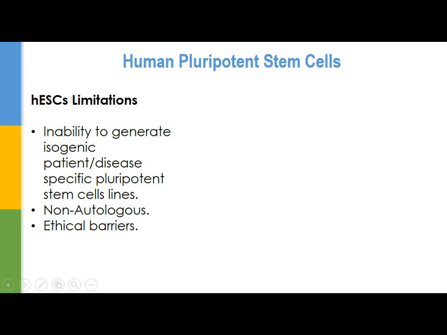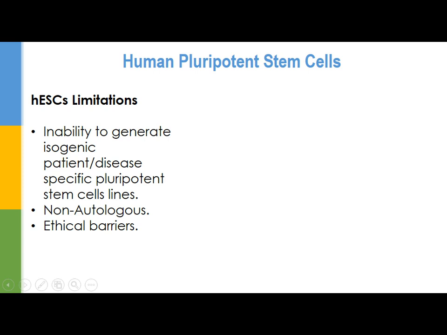But human embryonic stem cells have several limitations. We are unable to generate isogenic patient- and disease-specific pluripotent stem cell lines using this technology. We have a limited set of human embryonic stem cell lines, so these cells are non-autologous for the rest of the human race. And of course, we have major ethical barriers.